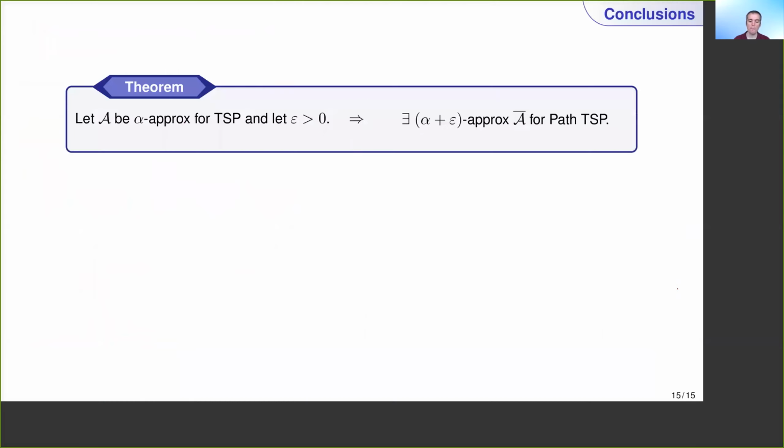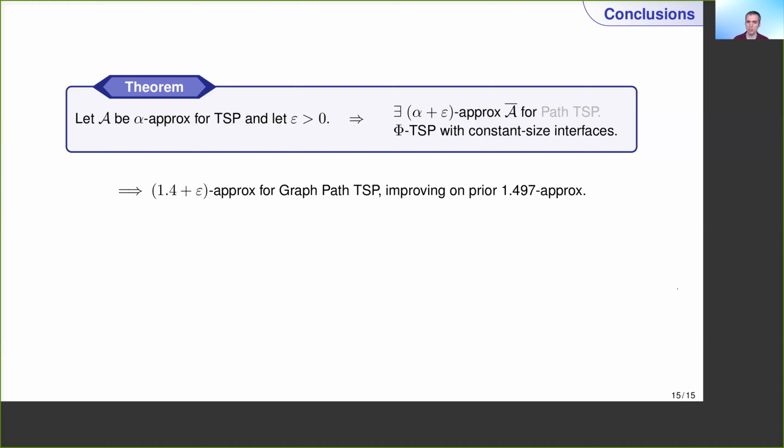Then to briefly conclude: any alpha approximation for TSP implies an alpha plus epsilon approximation for path TSP. Actually we showed something a bit stronger. It implies an alpha plus epsilon approximation for Phi-TSP as long as the interface size is constant. The immediate implication is that for graph path TSP, we get the factor down from almost 1.5 down to 1.4 plus epsilon. But I think more important is that the discrepancy between path TSP and regular TSP is now gone, also regarding future developments in the field.